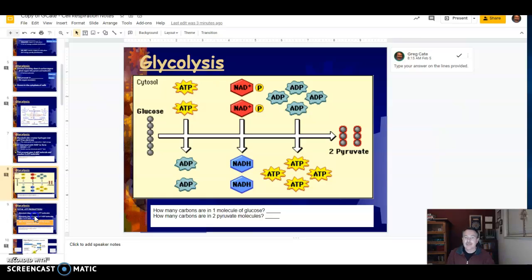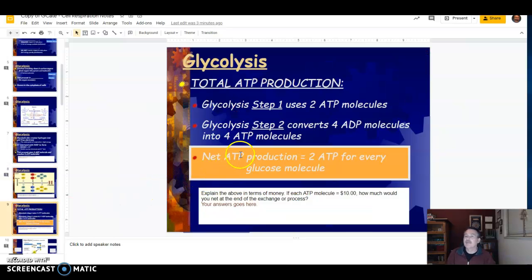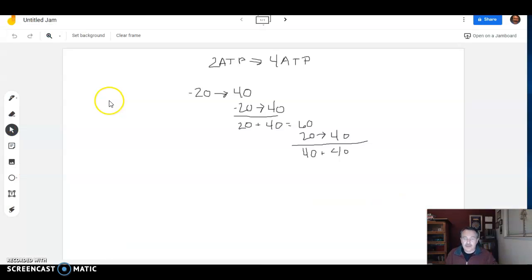And glycolysis, with this one here, this is supposed to be in terms of money. I did this in a Jamboard before, so I may pause it here and put up that Jamboard real quick. Okay, here I'm at the Jamboard.